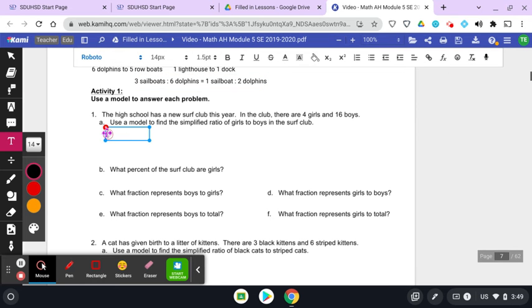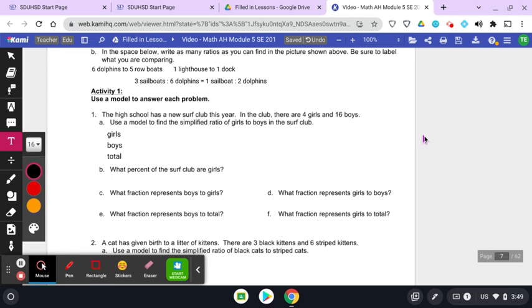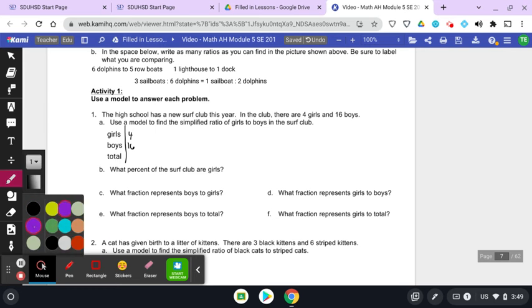So in my problem, I always have to think my parts and my totals. So I have girls and boys and total. Okay, so I'm going to write what I have. In the club, there are 14 girls and 16 boys. Okay, so then I think, hey, that is a total of 30. Now, in these problems, I always want to reduce it. So 14, 16, 30, those are all divisible by 2. So that's the same thing as 7 to 8 to 15.